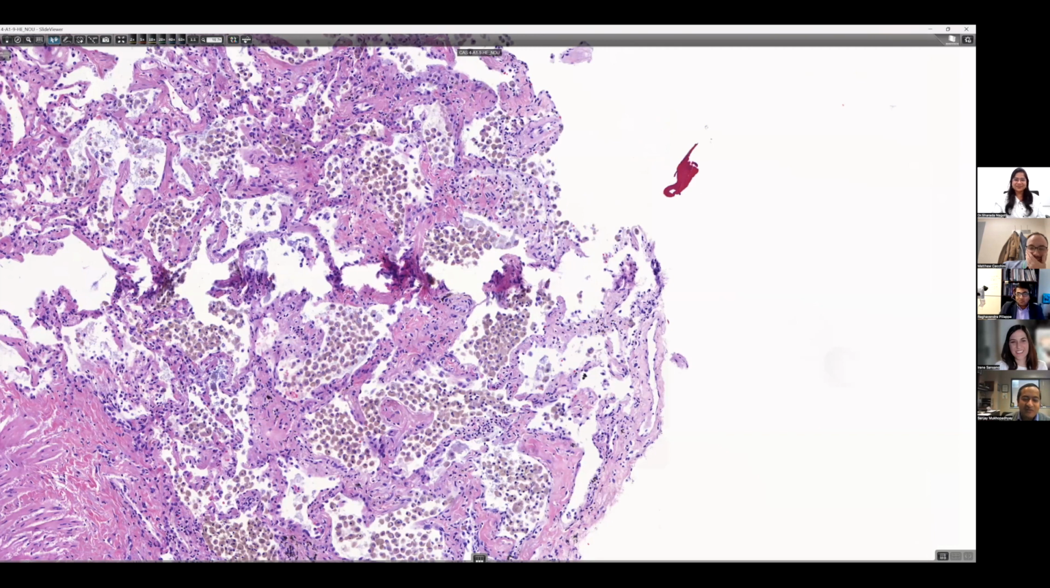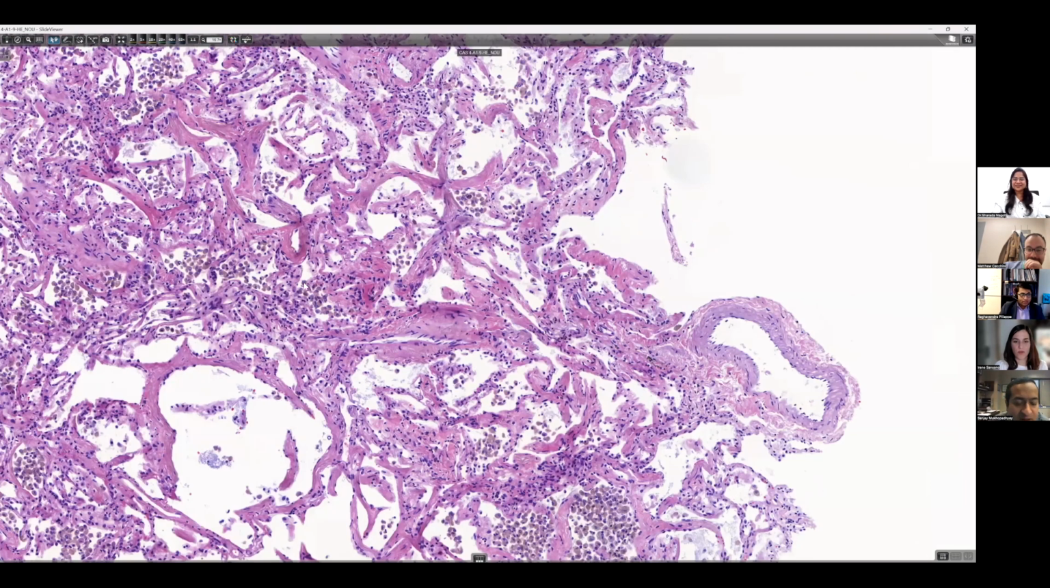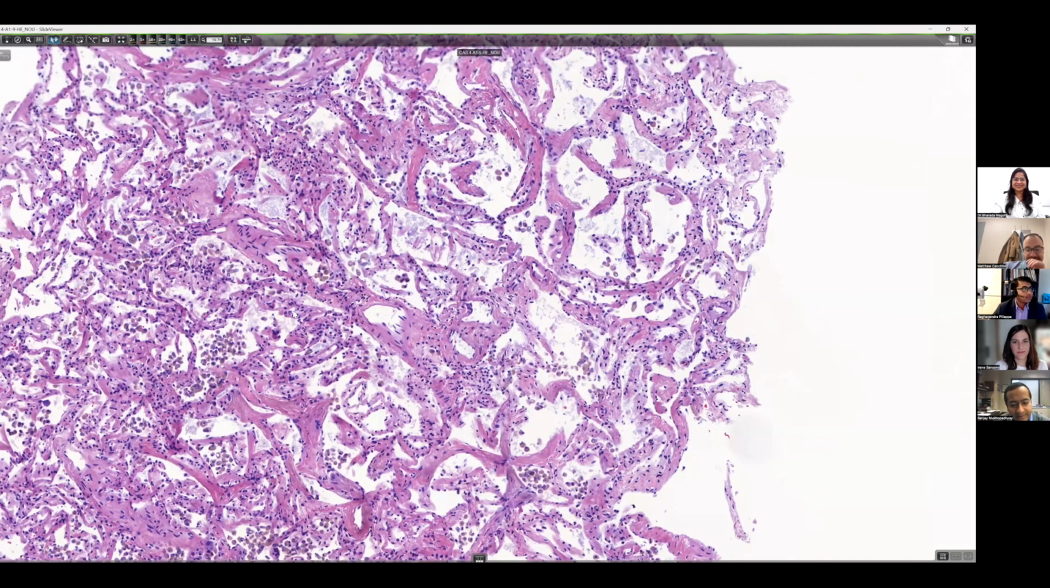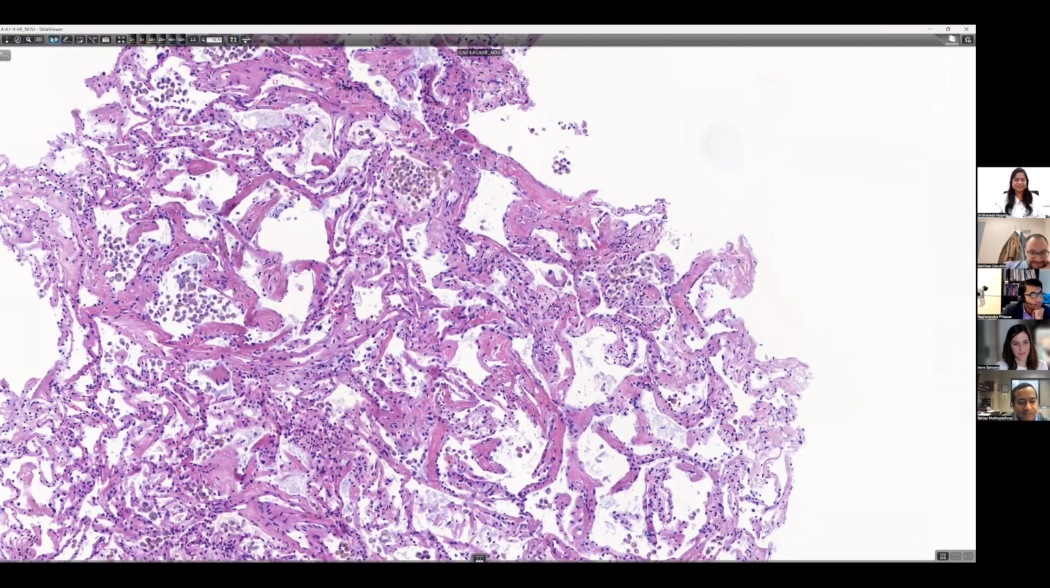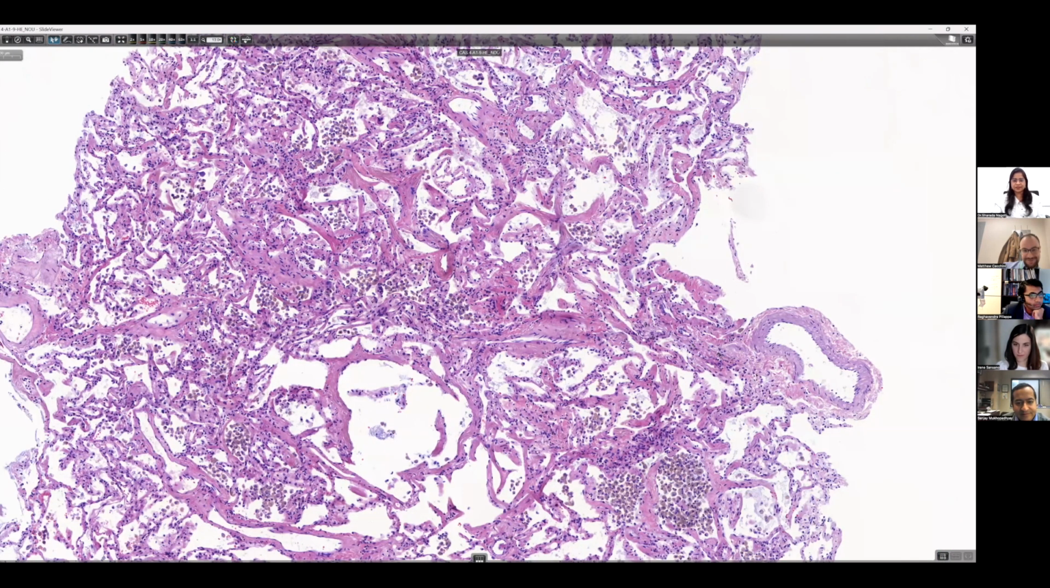No, we should have a discussion about that. So go ahead, Sharada, you should describe it the way you would do it in your practice. There is mild interstitial fibrosis, and I guess there are some emphysematous areas as well. The alveolar spaces are expanded.